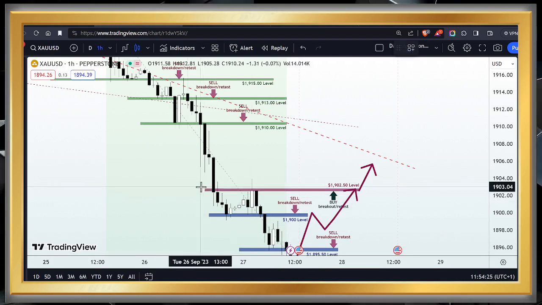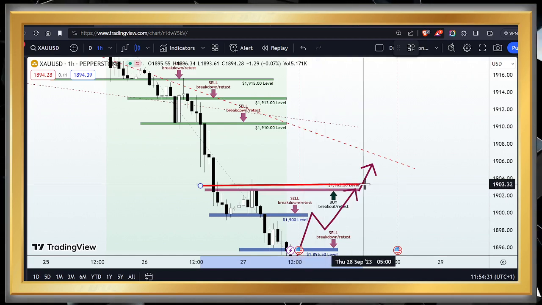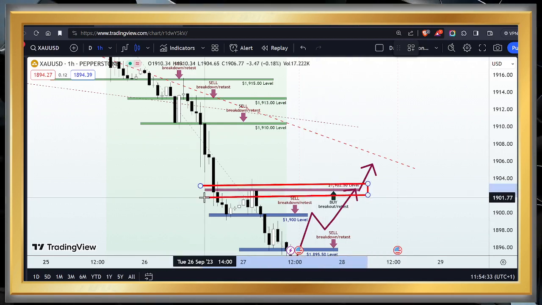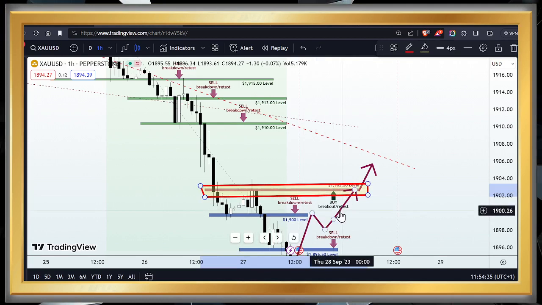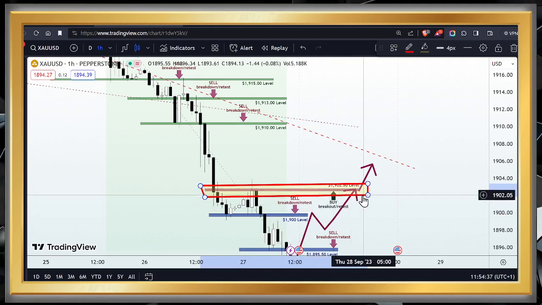But I doubt if this will happen today. I don't think it will happen. But if it will happen, we have no other choice than to start looking out for a potential reversal pattern around this area.